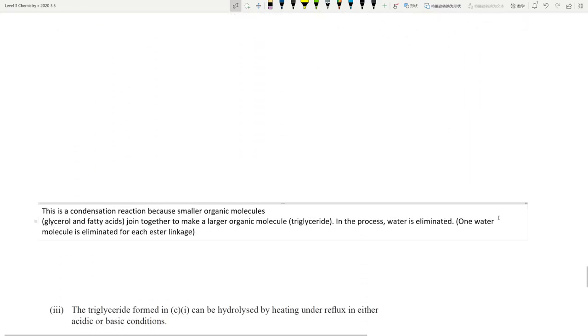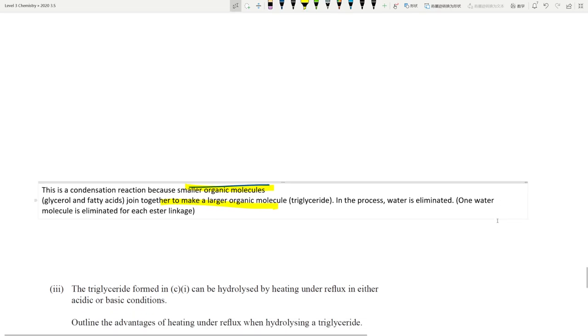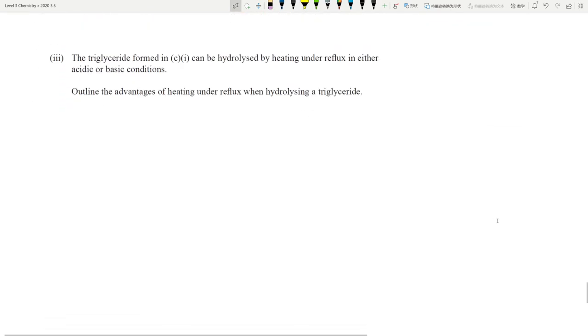Explain why this is a condensation reaction. A condensation reaction is when you combine two smaller molecules, joined together to make larger molecules. And then why is it condensation? Because whenever you see condensation, you see water, so the H2O is being eliminated. All right, and this is the last one.